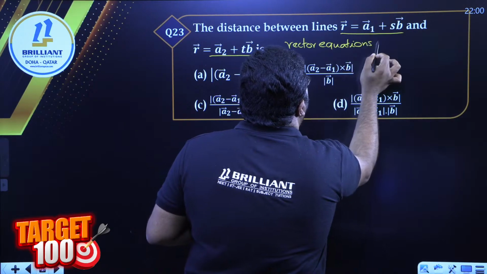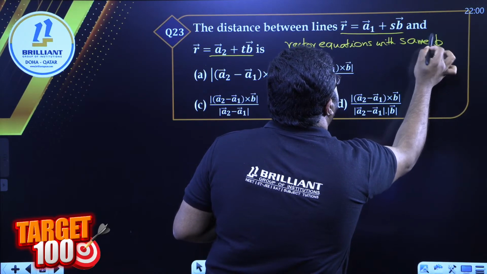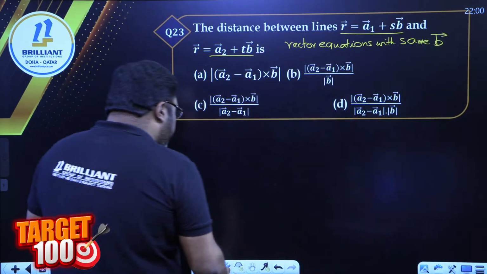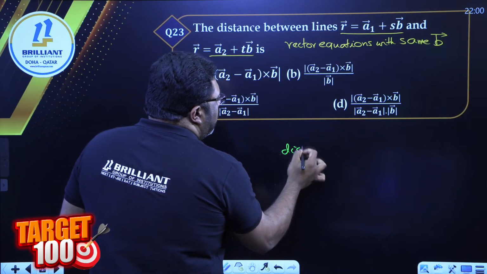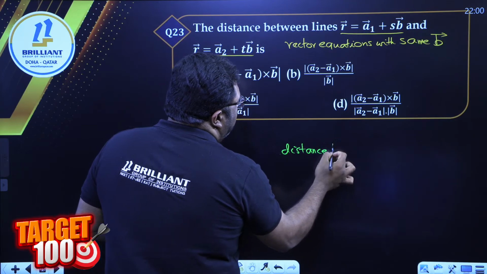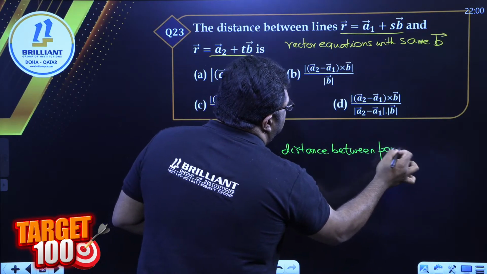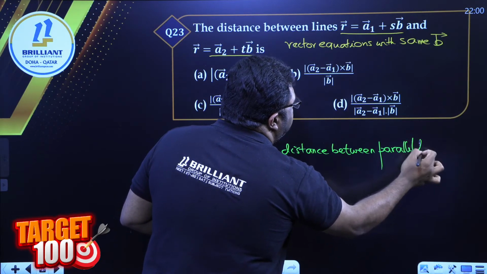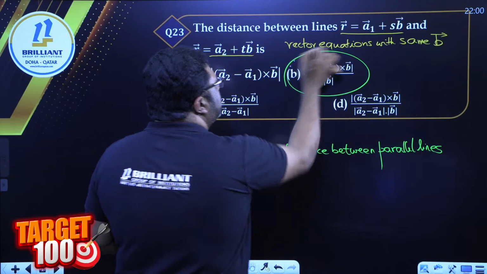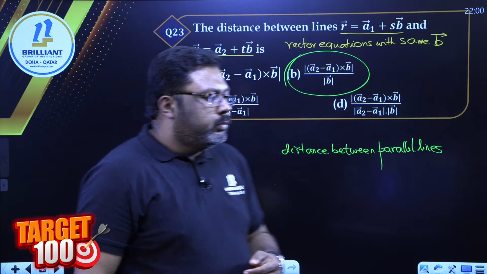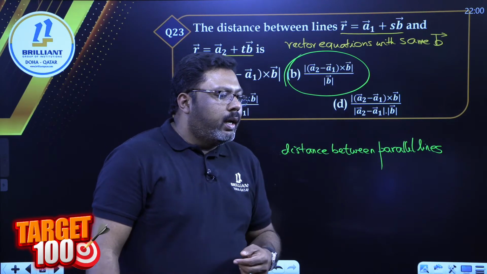Yes, with the same B vector. If B vector is same, what do you say? They're asking you the distance between parallel lines. All of you, the question is about distance between parallel lines. Option B. Yes, right answer for Hafiz, Shadi, Sana, Abin.